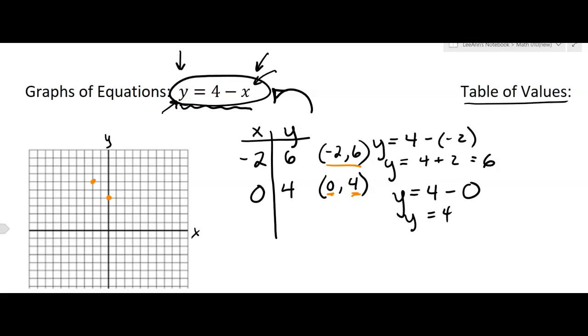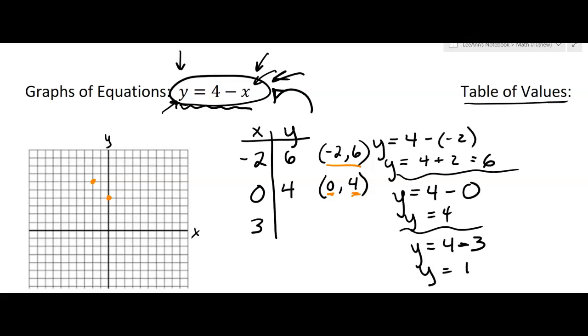So maybe I want to pick a positive value. Maybe I'll pick 3. Let's see what happens if we pick 3. So I go back to the equation. Sometimes I separate these with squiggly lines. So I go back to this equation. This is what I'm trying to get a picture of. y equals 4 minus 3, or y equals 1. 4 minus 3 is 1. That gives me another ordered pair, 3, 1.